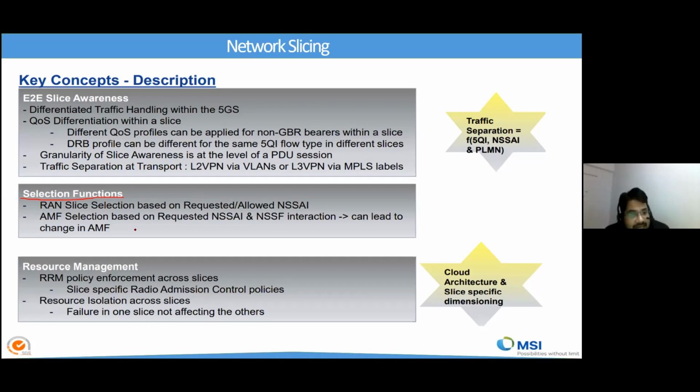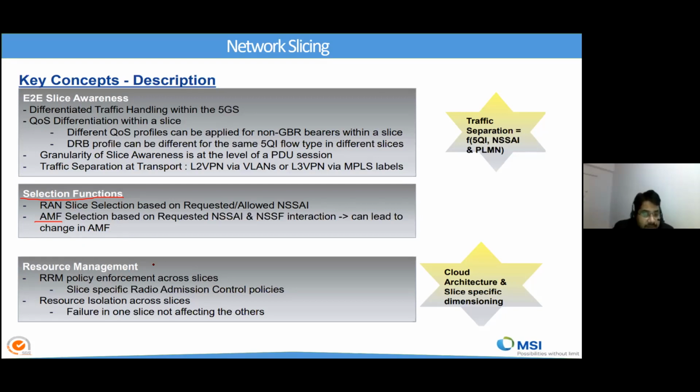And the selection function is basically how the UE will select a particular AMF. AMF is an entity in the 5G architecture, which is equivalent to MME in the case of 4G. So how the UE will select a particular AMF, and how the UE will be retained to that AMF for the particular slice interval or for the particular service cycle. Those processes are defined here in the selection functions.